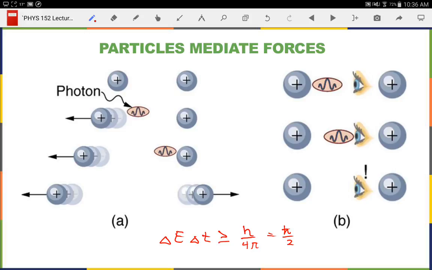And so they say, okay, so we can have violations of conservation of energy, but only for very short times. So these virtual particles, we can't measure them. They're not around very long. But they are going from one particle to another.